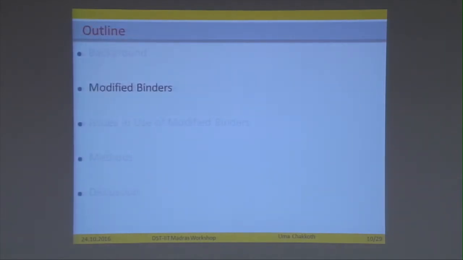So when it comes to modified binders, what is it that we have to look into? Can we use these same viscosity criteria or the same method to determine mixing and compaction temperature for modified binders? What are the issues when we use it? So we'll just look into that.